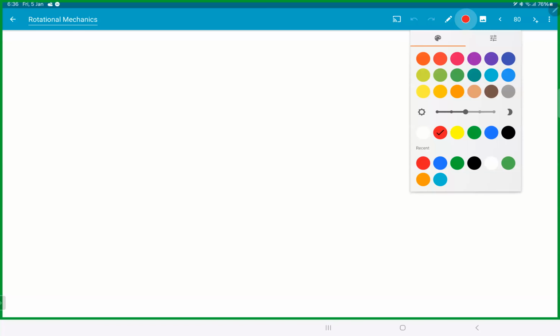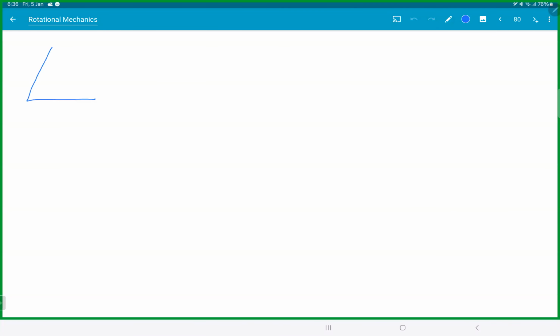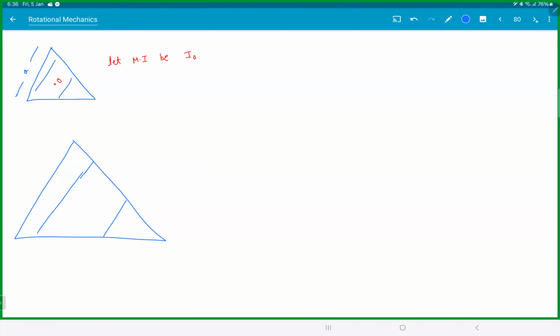Now coming back to our question. So you took this triangle here. This is O. So let the moment of inertia be IO. So we need to find IO. Let's make this into a bigger triangle of side 2A. Now from this logic which we got, I for this big triangle is 16 times IO.